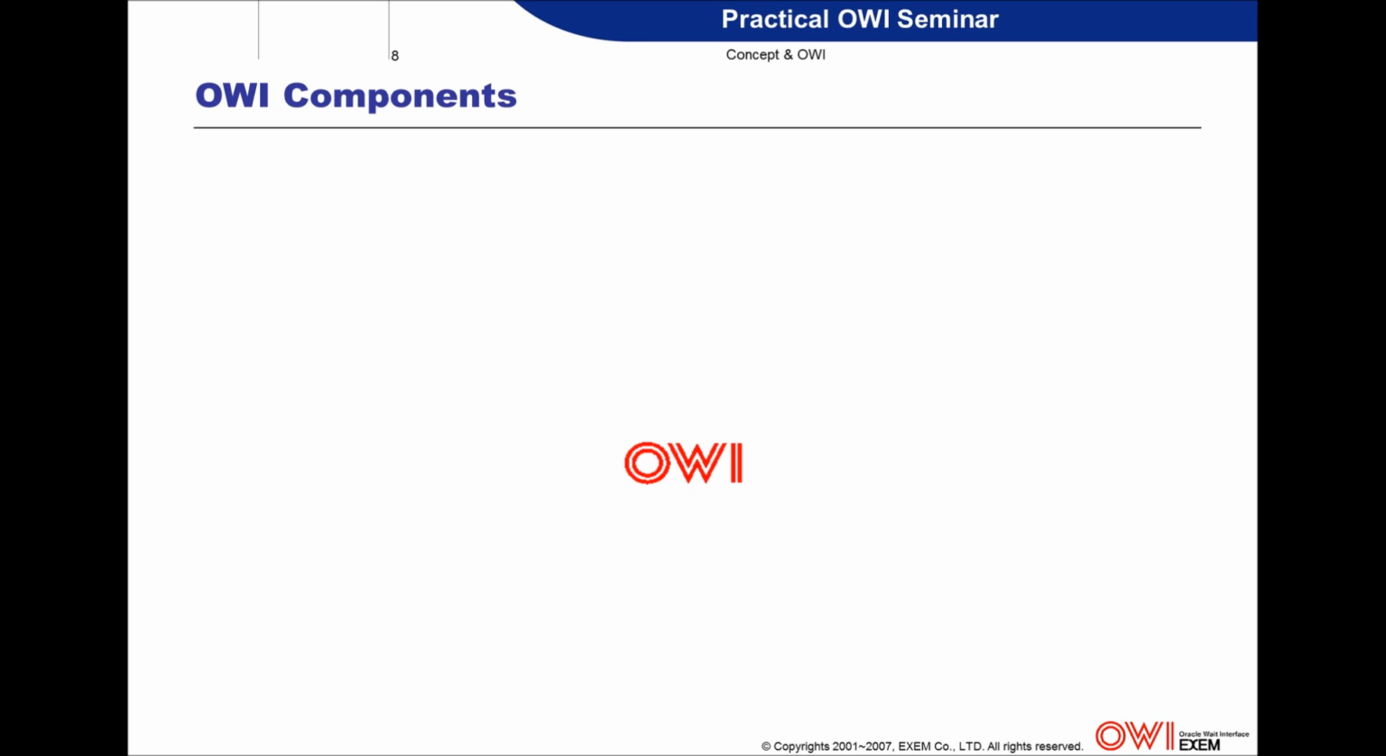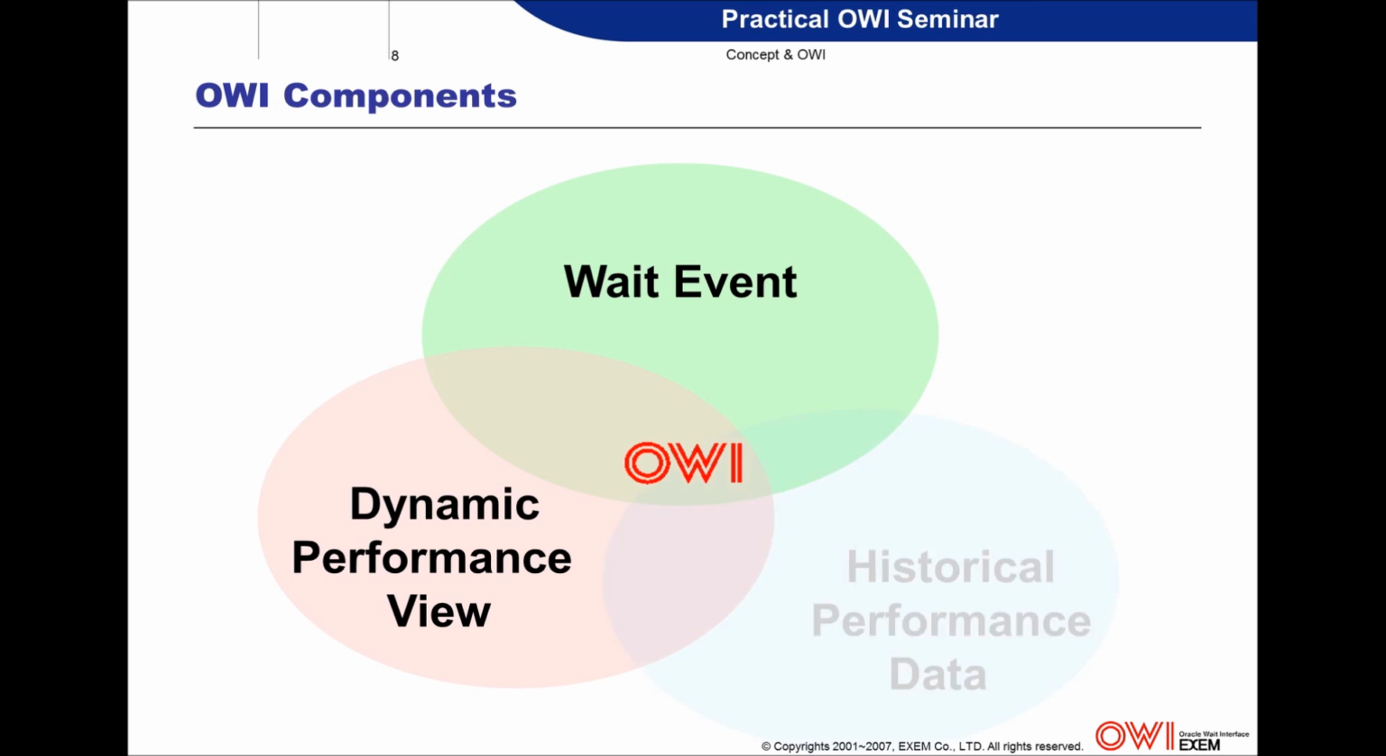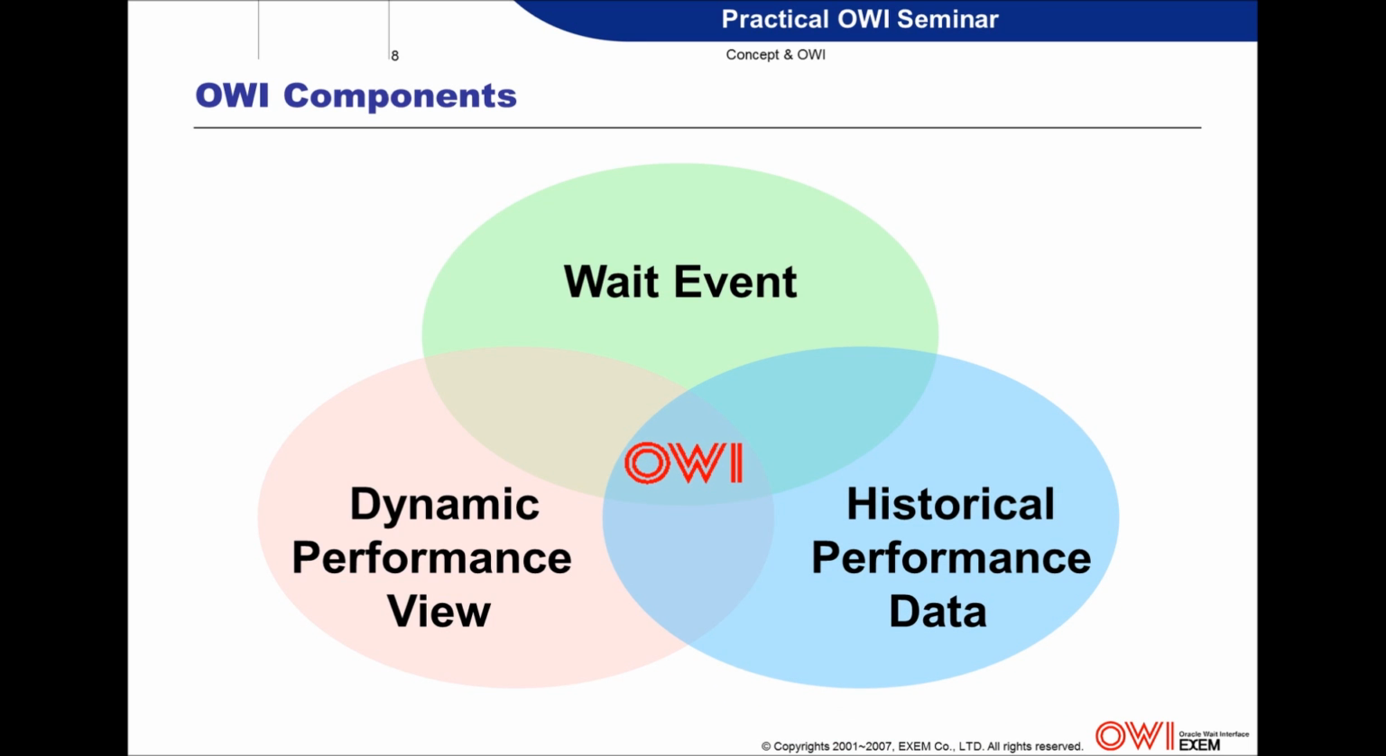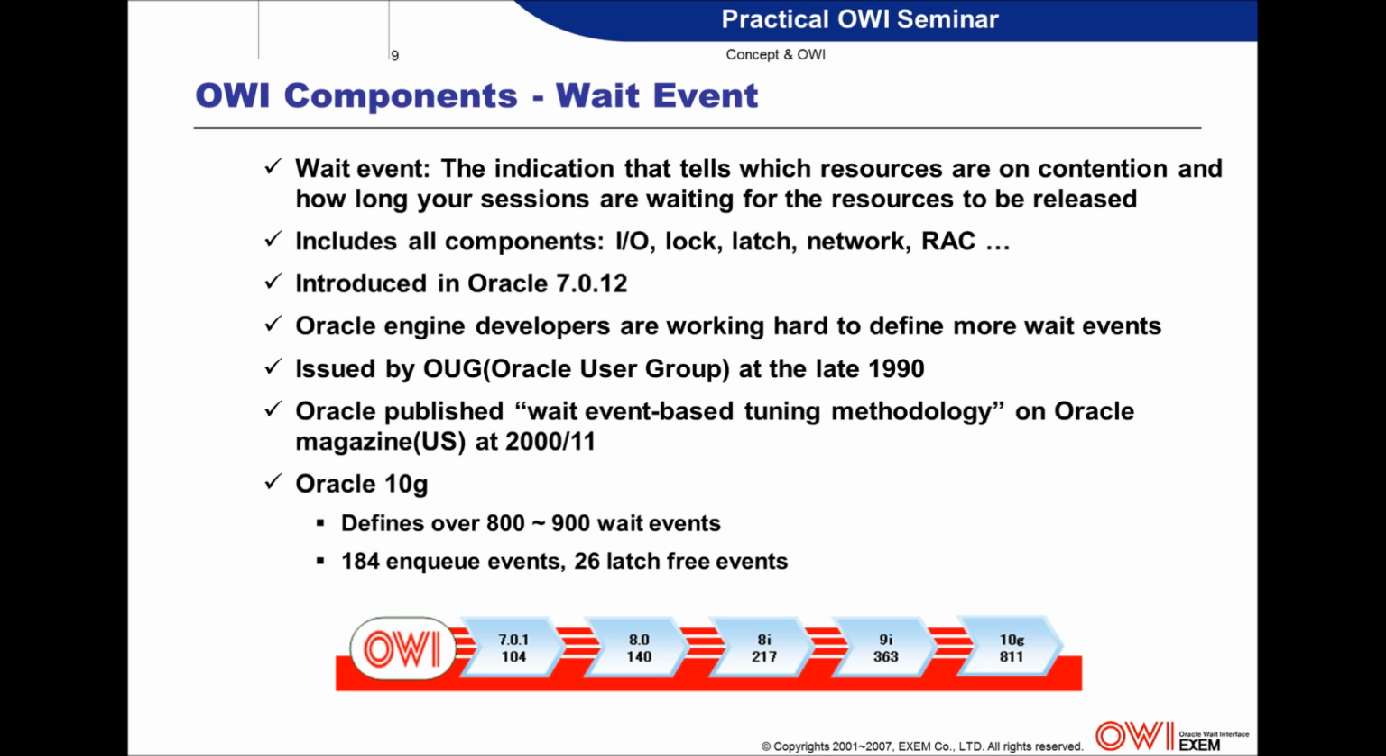It was mentioned earlier that OWI consists of wait events, dynamic performance views, and historical performance data. Now, let's take a closer look. As mentioned earlier, Oracle debuted the wait interface in release 7.0.12 with only 104 wait events. The number of wait events quickly grew to about 140 in Oracle 8.0, about 220 in Oracle 8i database, about 400 in Oracle 9i database, and more than 800 in Oracle Database 10g.